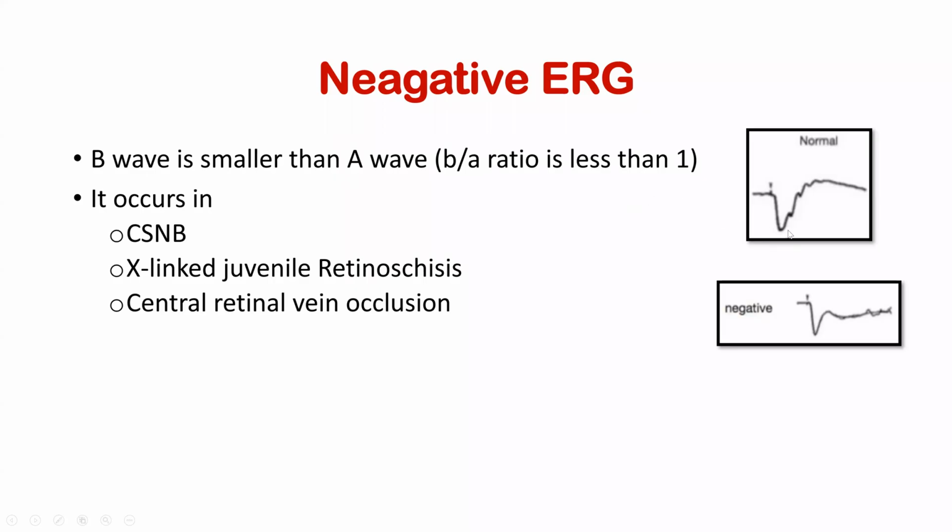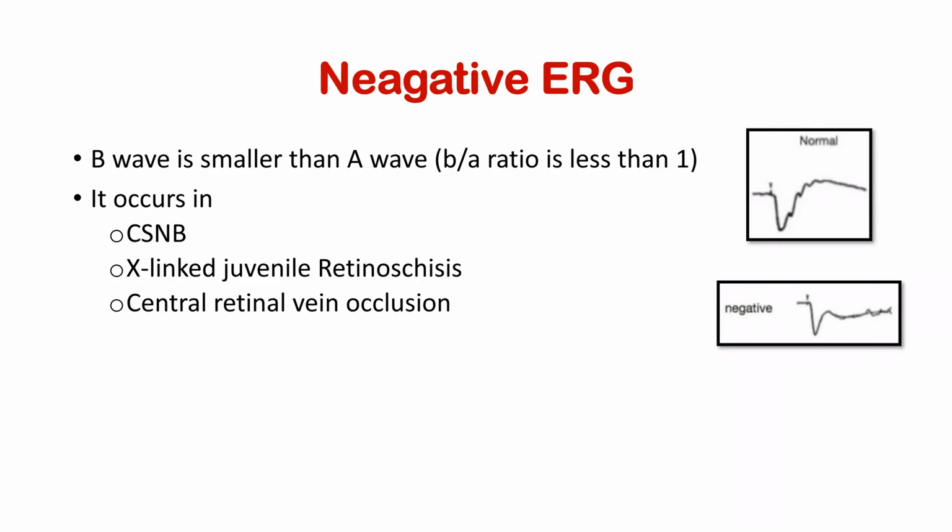We see here that this is the A wave and this is the B wave, which is a large wave. However, you see here in the negative ERG the A wave is large, but the B wave is small. So if we divide B over A in the negative ERG, it will be less than 1. This happens in congenital stationary night blindness, X-linked juvenile retinoschisis, and central or ischemic central retinal vein occlusion. This is important and asked in the MCQs.